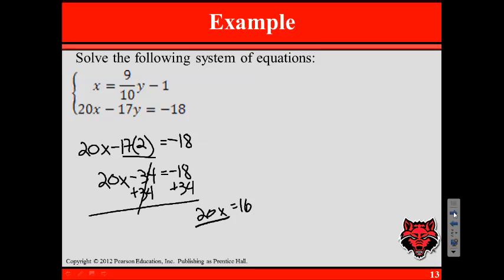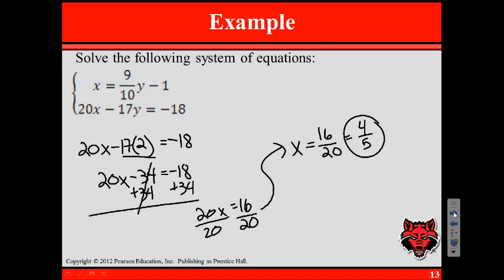16. Once we divide both sides by 20, we have x equals 16 over 20, which would reduce to 4 over 5.